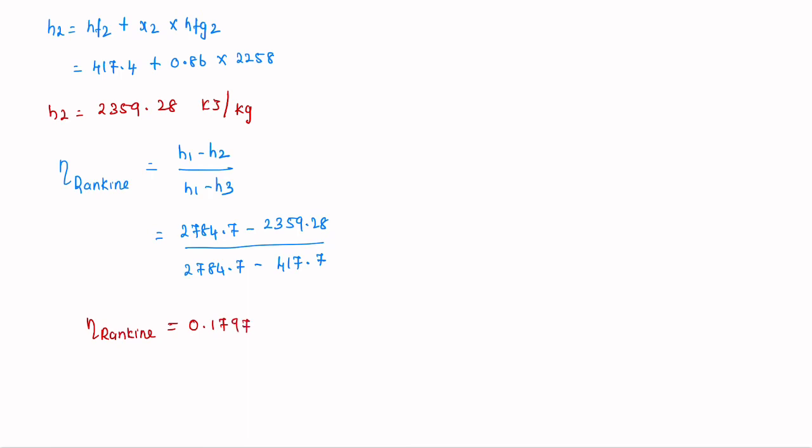From this, the efficiency of the Rankine cycle is calculated as 0.1797, which is equal to 17.97 percentage. Therefore, we have calculated the efficiency of the Rankine cycle. Next, we have to find the specific steam consumption.